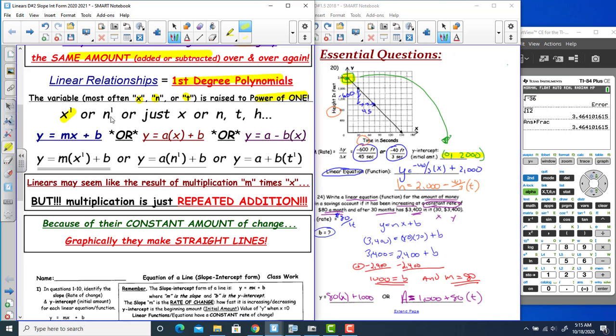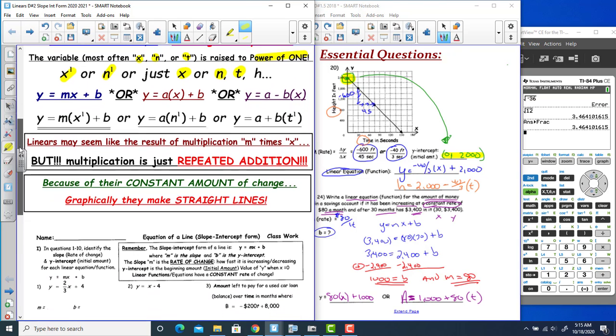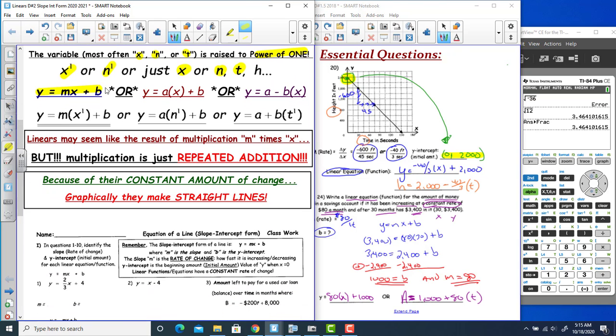When you're raising a variable to the power of 1, we usually don't show the power. We just write it as either x or n or t, because we know that if there's no power indicated, then it's automatically a 1. Kind of the same thing as a coefficient. Linear relationships are most often seen in the form of y equals mx plus b.